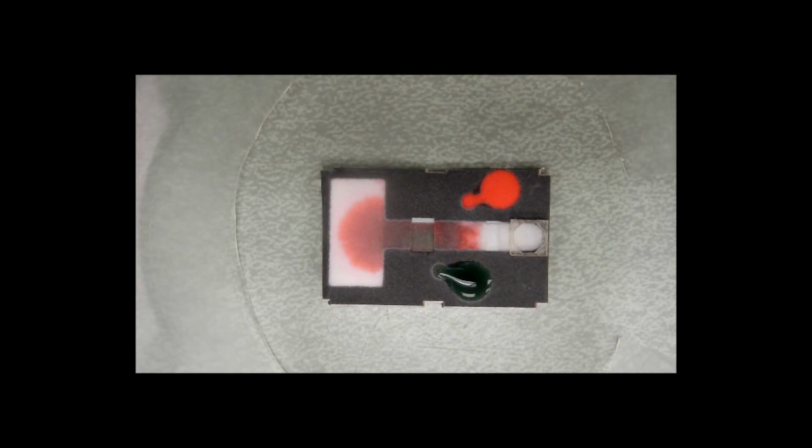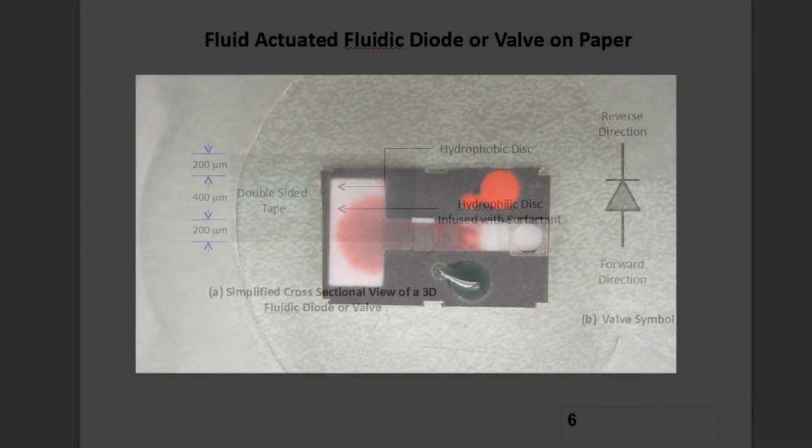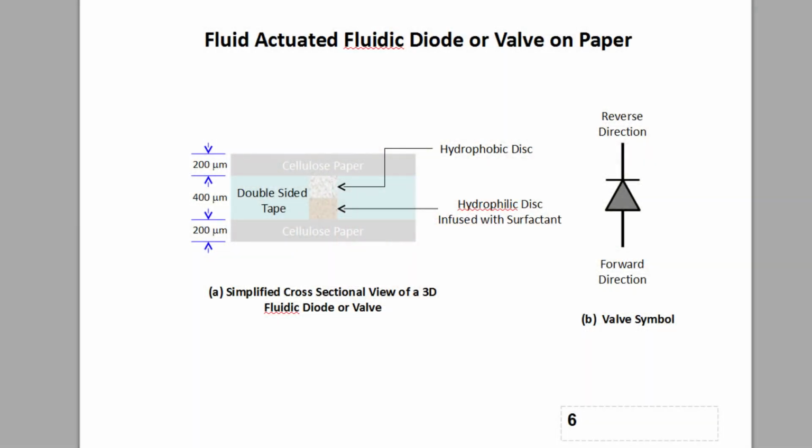The reason the reagents remained on their respective input pads and did not flow until triggered is because beneath each one of them is a fluidic diode, or valve, fabricated in paper that blocked their flow.